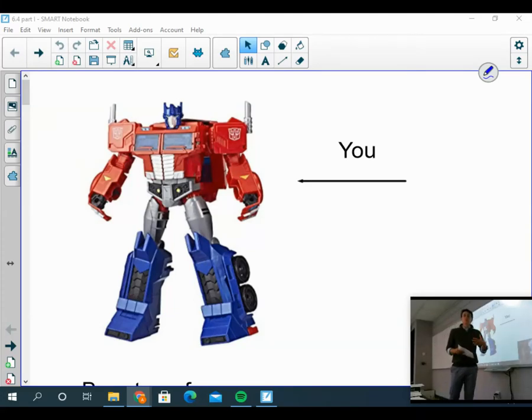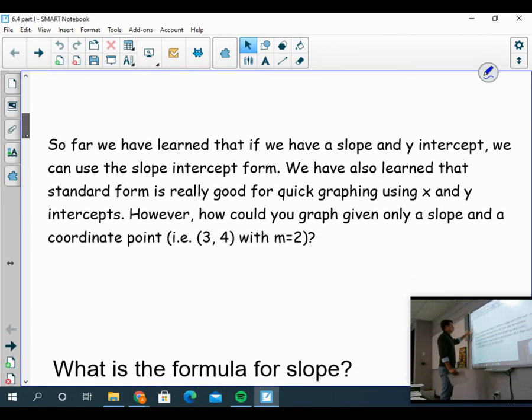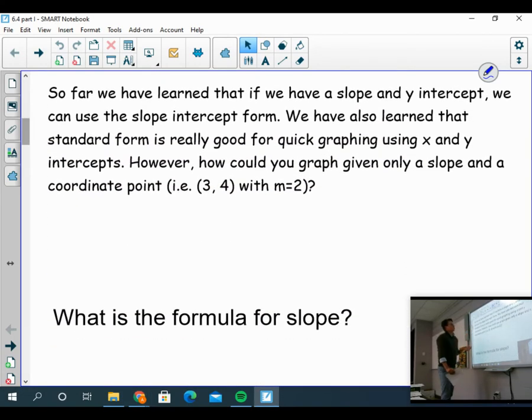This is going to be 6.4. And what we've been doing is learning about equations of lines. We've learned about slope-intercept form, and we learned about standard form so far. And so you'll get later why you're a transformer, because you're going to transform equations. But we've learned that there are two different types of equations of lines.